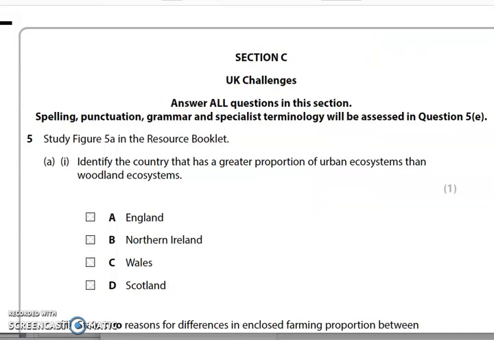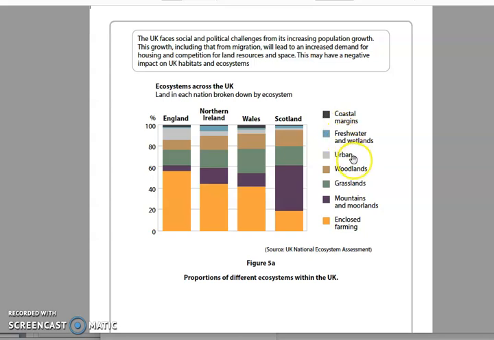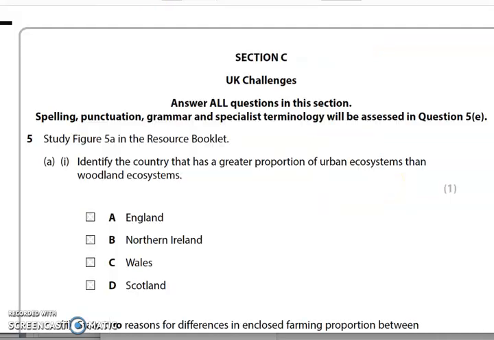So have a look at the question. Identify the country that has the greatest proportion of urban ecosystems than woodland ecosystems. So we're looking for the proportion of urban ecosystems here and woodland ecosystems here. So which one is the only one which has greater urban ecosystems than woodlands? So you're looking for any one where the grey is bigger than this light brown here. So have a look, and it's multiple choice, and as always put an X in the correct box, not a tick, not a circle. So have a go now.